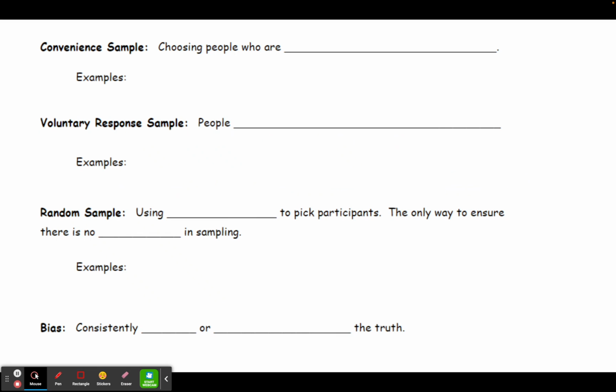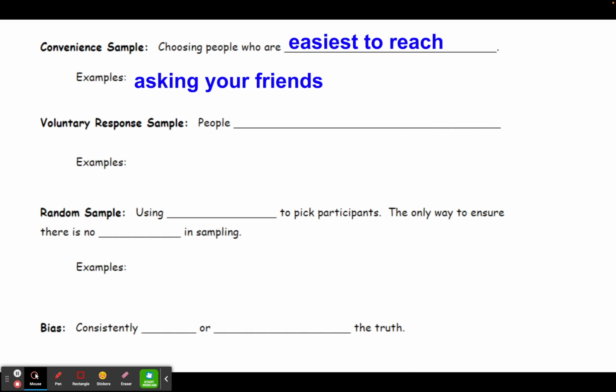So what we've done here is we've illustrated a couple of different types of samples. First, we have what's called a convenient sample. A convenient sample, as the name implies, is when we choose the people that are easiest to reach. For example, if you need to conduct a survey for a class and you just ask your friends to take your survey, that's the easiest thing for you to do. So we consider that to be a convenient sample. And this often has bias because your friends are likely to have the same opinions you do.